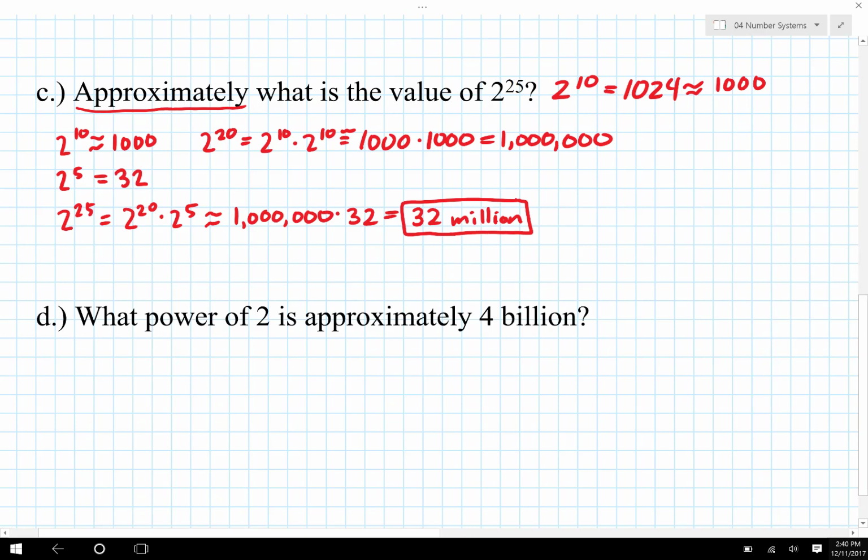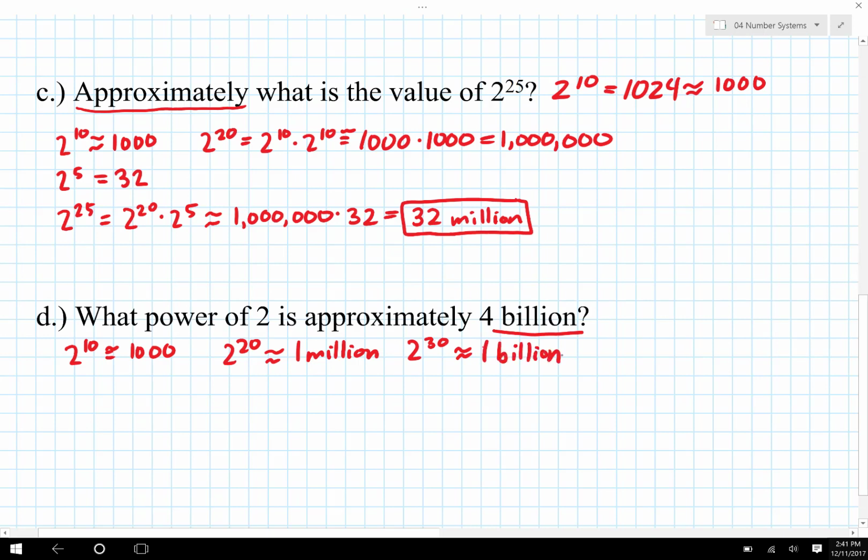And then what power of 2 is approximately 4 billion? This is kind of working it the other way. So for 4 billion here, I think about 2 to the 10th being approximately 1,000, 2 to the 20th approximately 1 million, and 2 to the 30th approximately 1 billion.